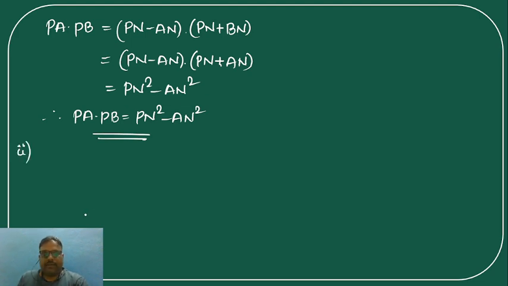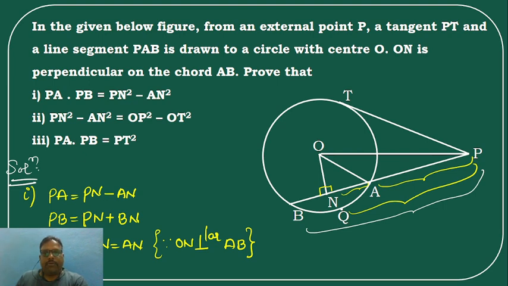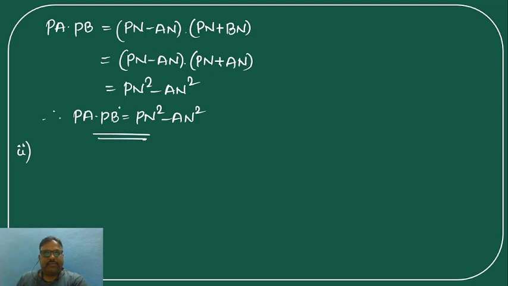Now come to the second one. What do I have to get? PN square minus AN square is equal to OP square minus OT square. For this, first I have to take the LHS, that is PN square minus AN square. Now check which triangles are related with this. For getting PN, I can take the triangle ONP, and for AN, I can take the triangle ONA. So I'll consider these two triangles.